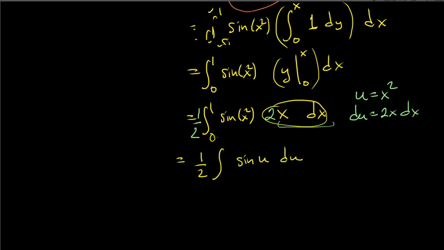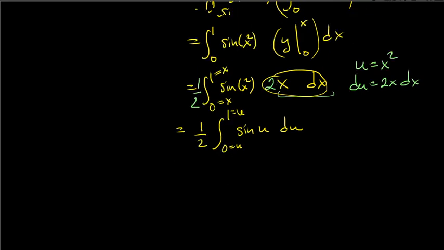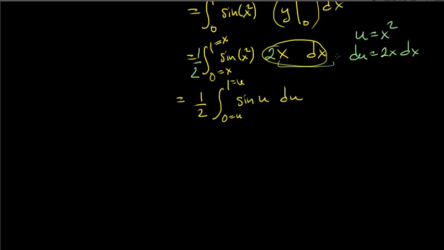Okay. Now, what are our limits of integration? Well, 0 squared is still 0, and 1 squared is still 1. That doesn't always happen, right? But you have to be careful, because these are x's, and these are now u's. It's just a coincidence that you get the same number for the x's and u's. In other words, if I solve this equation here, x squared equals x, I get 0 and 1.